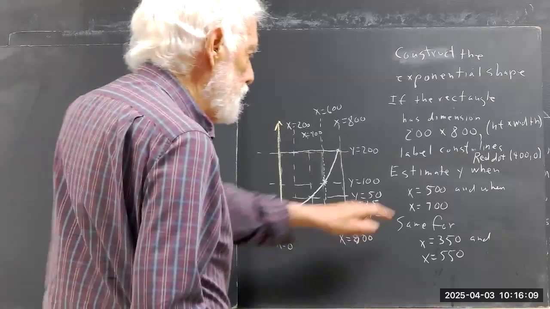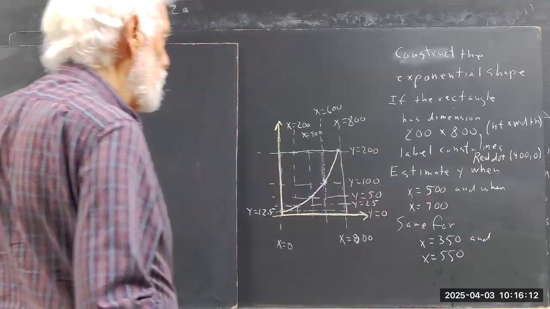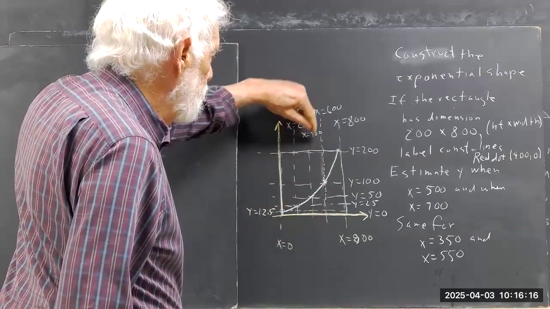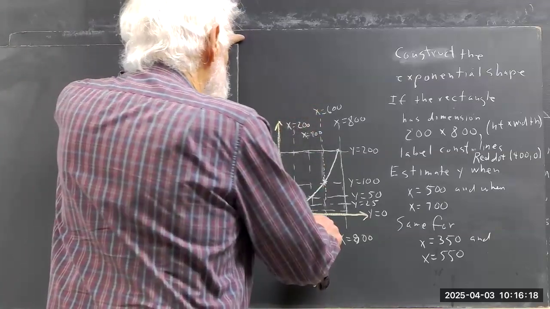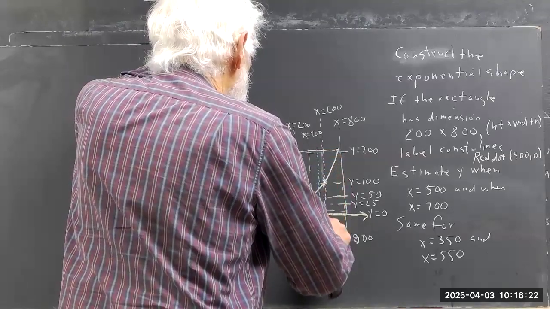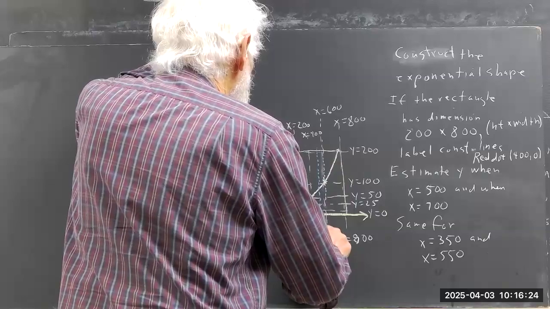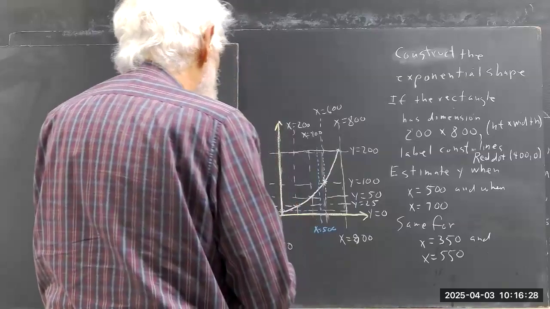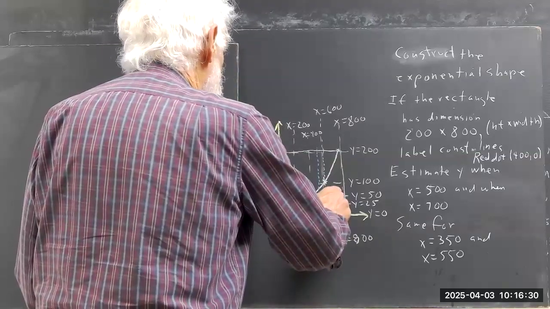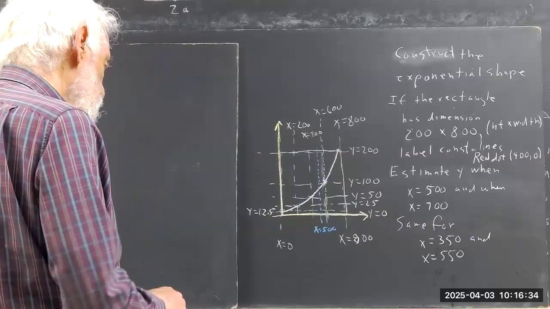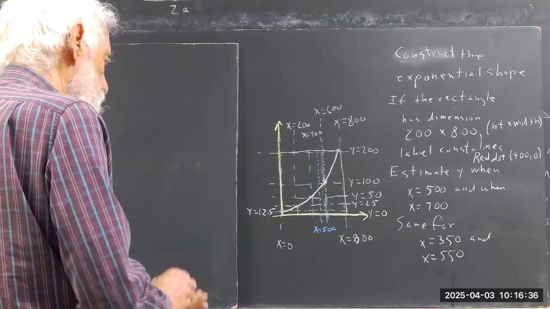Now I'm going to locate x equals 500. Where's x equals 500? Well, here's x equals 400. Here's x equals 600. X equals 500 is going to be right halfway between these. So that's not very accurate. There are some inaccuracies in my picture. That's okay. There are always inaccuracies in your picture.